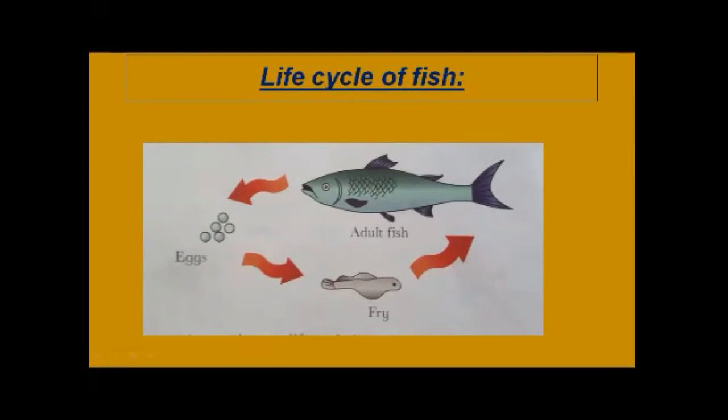Eggs. When the egg hatches, a baby fish comes out. The baby fish is called a fry. And the fry grows more and more, and then it has scales on its body and fins. This is called an adult fish. Now this fish is able to lay eggs. So this life cycle continues.